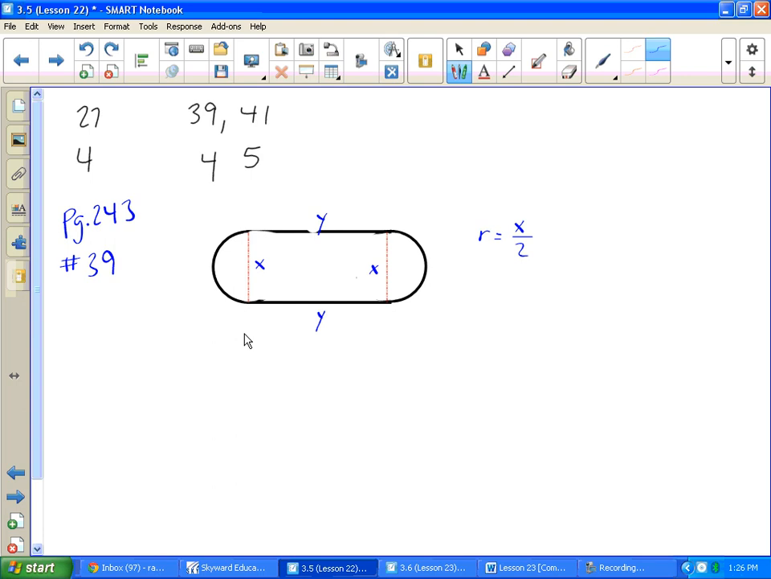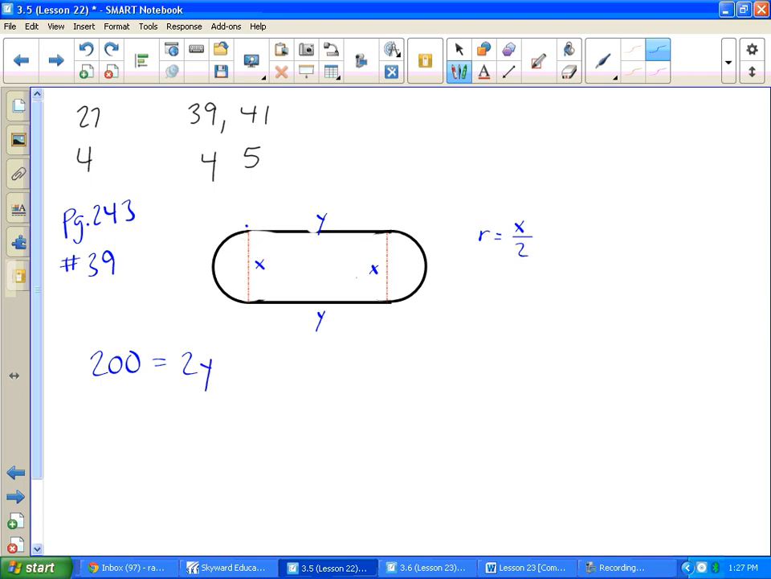Okay, now it tells me in the problem for 39, an indoor physical fitness room consists of a rectangular region with a semicircle on each end, so we got that. The perimeter is to be a 200-meter running track. So the perimeter is 200. So 2x plus 2y? Nope, because the perimeter would go all the way around the outside here, right? The perimeter wouldn't be the x, y, x, y. It would be y and around this semicircle, and then y and around this semicircle. So 200 is going to be 2y.